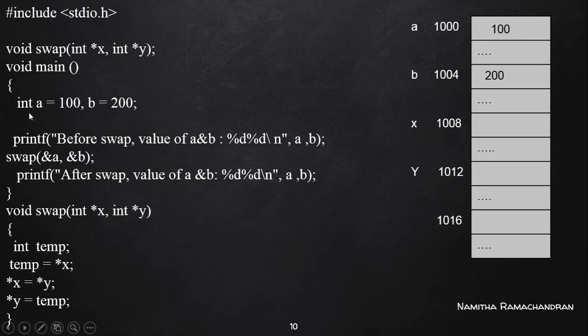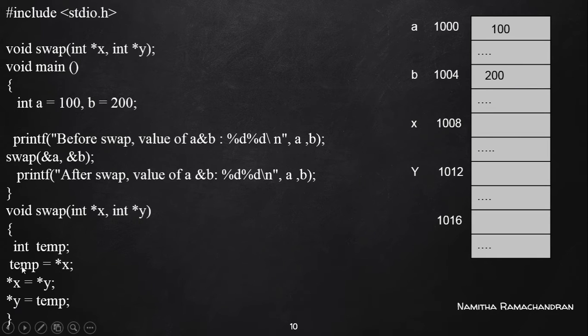Inside main, we have two variables a and b initialized with values 100 and 200 respectively. Suppose for our explanation we consider the address values like 1000, 1004, 1008, etc. This is used simply for explanation purposes. Suppose a is pointing to this particular location, where we initialize the value 100. And b is pointing to this particular location, and we initialize 200 here.